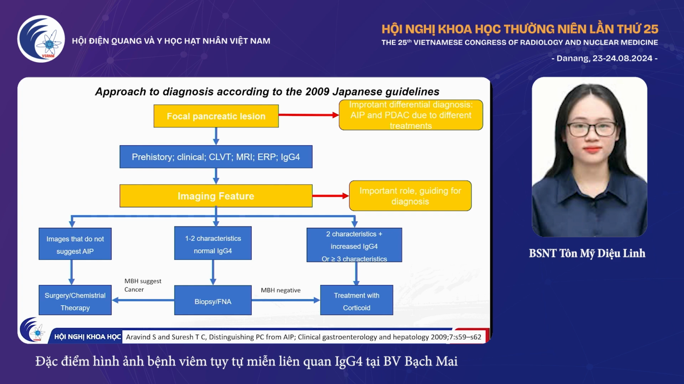And AIP, especially the focal or segmental form, can be misdiagnosed as pancreatic adenocarcinoma. So it is important to differentiate between AIP and PDAC because of different treatment, to avoid unnecessary surgery. And imaging features can provide crucial guidance that suggests other methods, so it plays an important role in diagnosis.